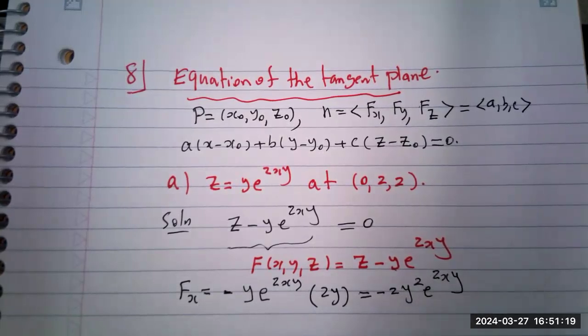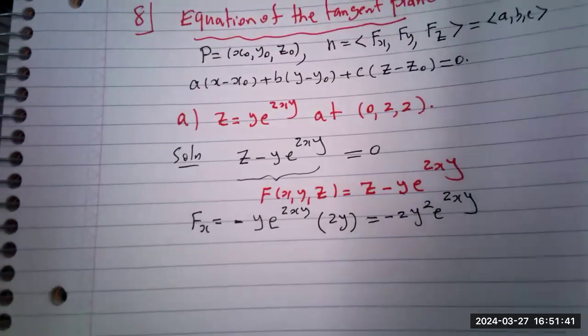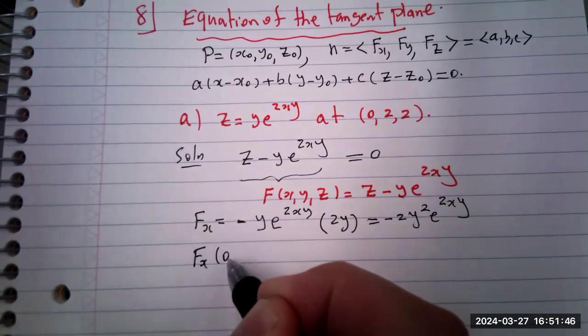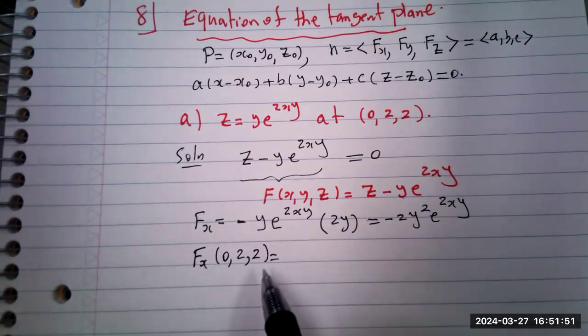Any question? You have to be careful and double check to find this derivative. With respect to x, this would be 0, and negative y is the coefficient, the e function is the e function, but you have to find the derivative with respect to x, which is 2y. Then you have to evaluate at that given point. So we want to find f sub x of 0, 2, 2. So x is 0, y is 2, z is 2.